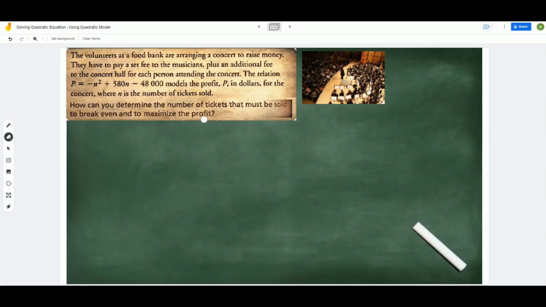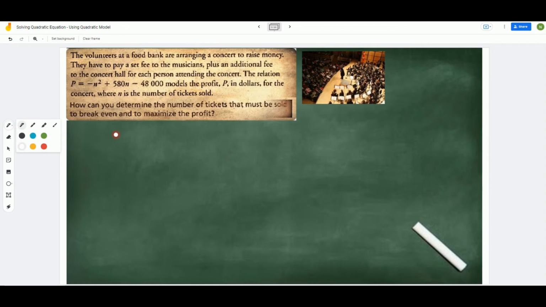And maximize the profit means maximum profit, so we find the y-coordinate of the vertex. Because the coefficient a equals -1, which is less than 0, the parabola opens downward. That's why this relation P has a maximum value for the profit. Okay, let's do it.